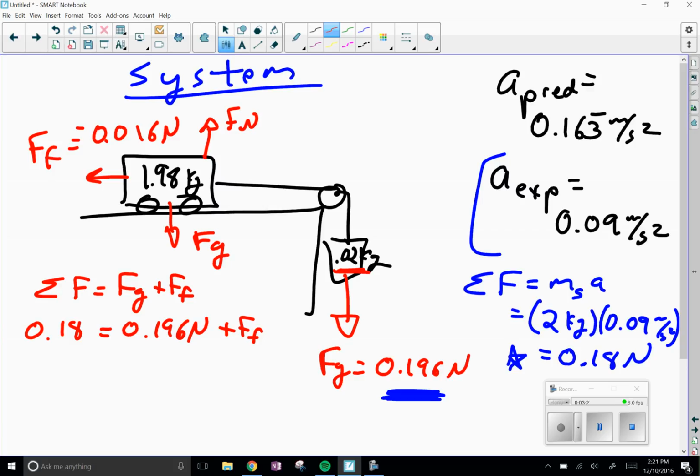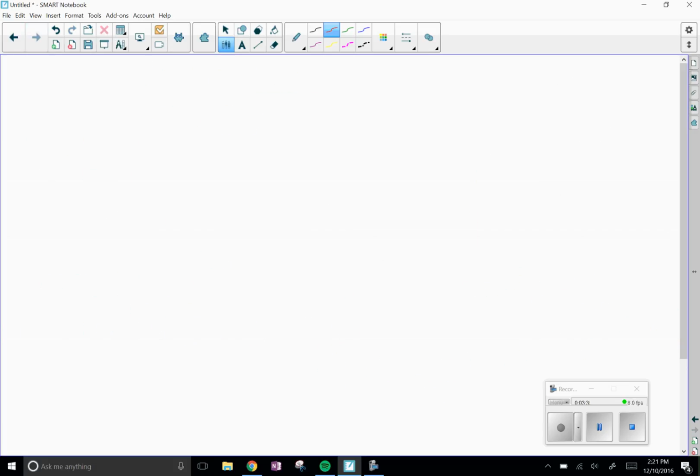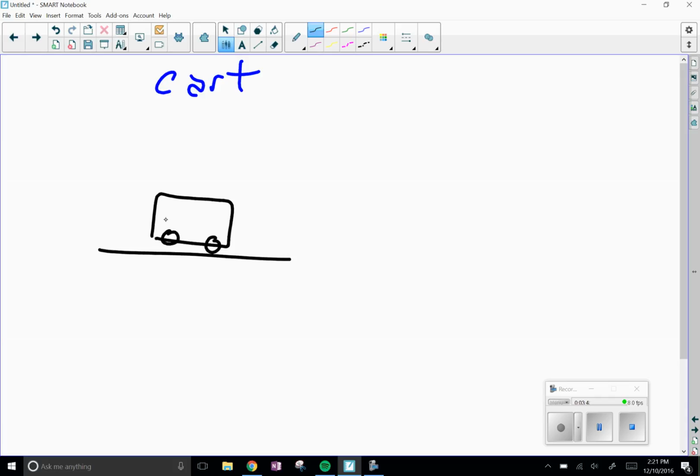Now let's do the cart first. Let's look at the cart just by itself. If you look at the cart by itself, here's what's going on. So here's the cart. Oh, it's floating for some reason. It's still got a mass of 1.98 kilograms.